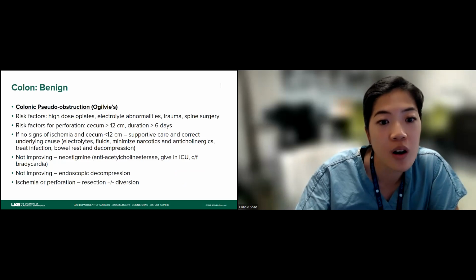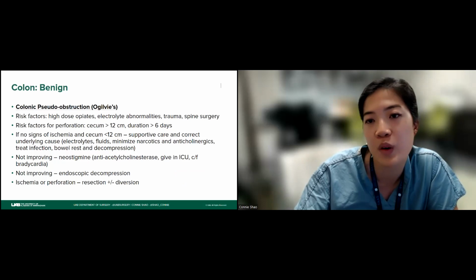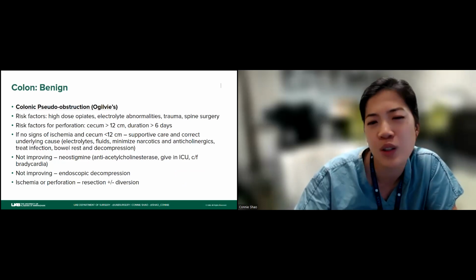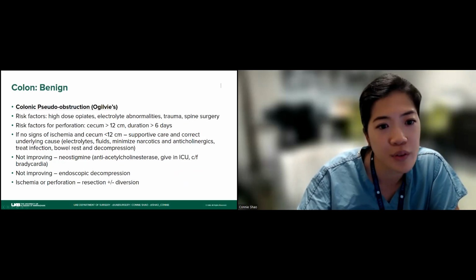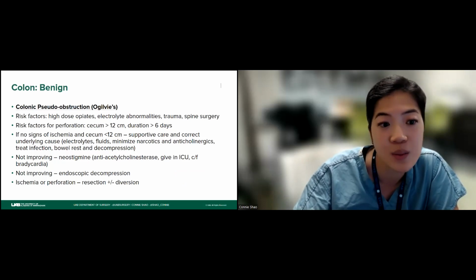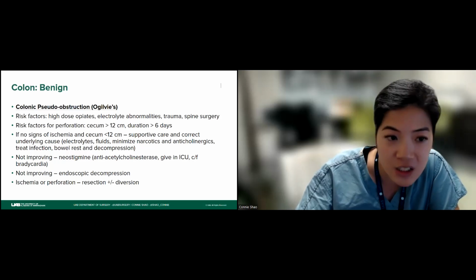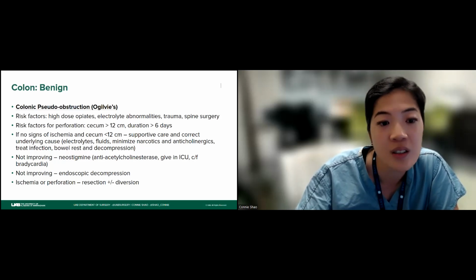Ogilvie's is typically for our patients that are coming in from nursing homes that have a lot of opiates on board, or there's somebody who had some kind of orthopedic surgery, something like that. They're some kind of chronically ill patient typically. You always want to be on the lookout for perforation. For these people, when they come into the hospital, you ideally can just support them through it. And then if you can't, you can consider neostigmine.